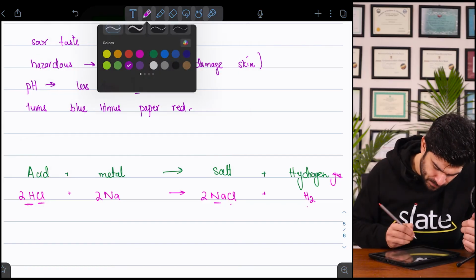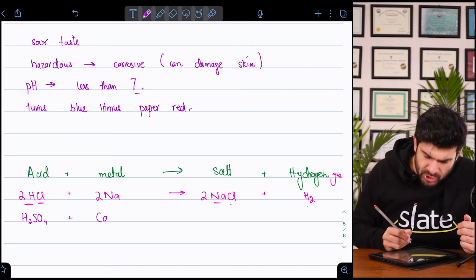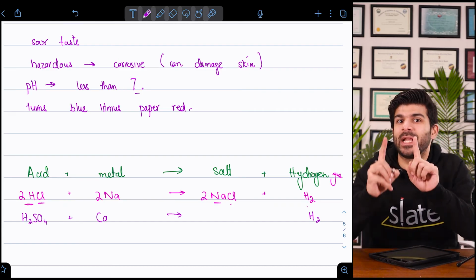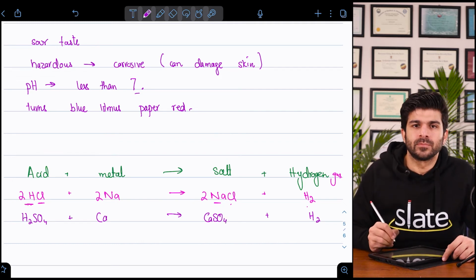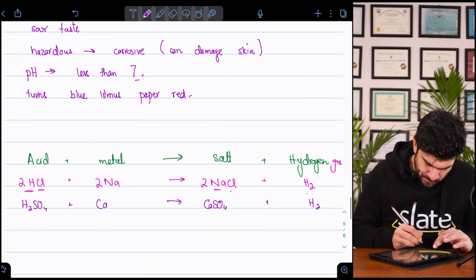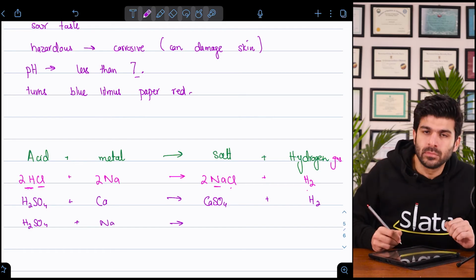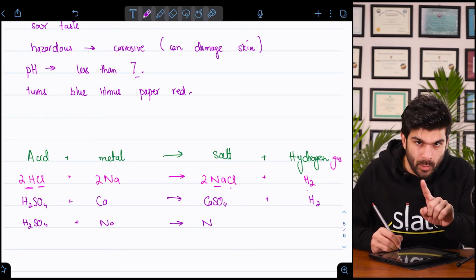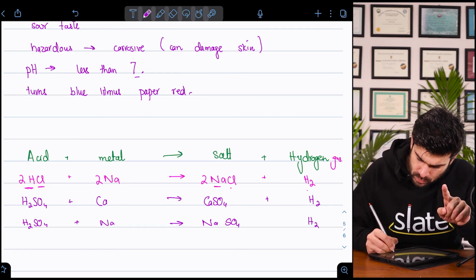Let's talk about another example. H2SO4 plus calcium. What do we get? H2. Now, in this case, we'll get H2, not H plus, plus CaSO4. Let's do a different example because students make that mistake quite often. H2SO4 plus sodium. What do we get? It's a very common mistake that I'm going to show. Don't make that mistake. Students write it as NaSO4 plus H2.